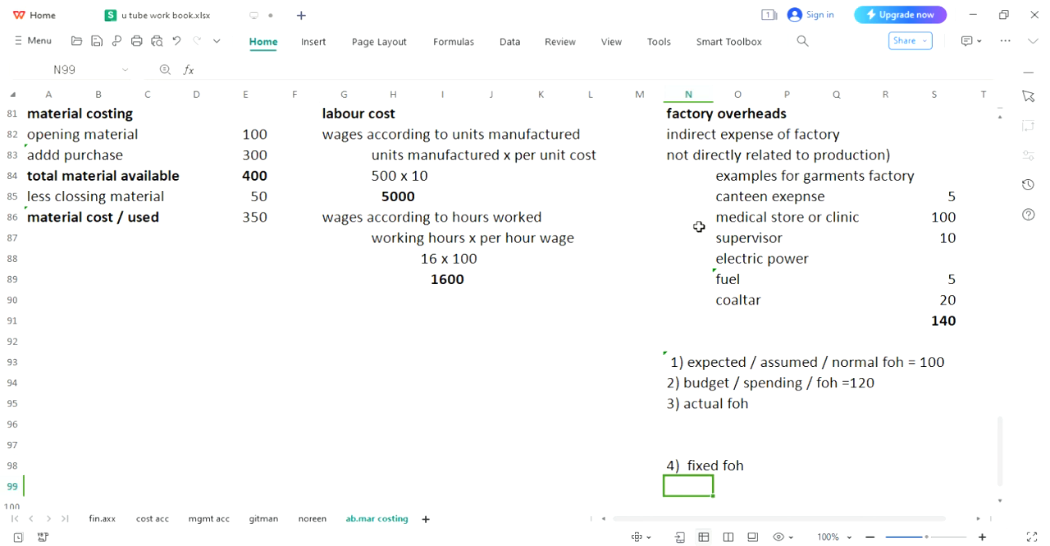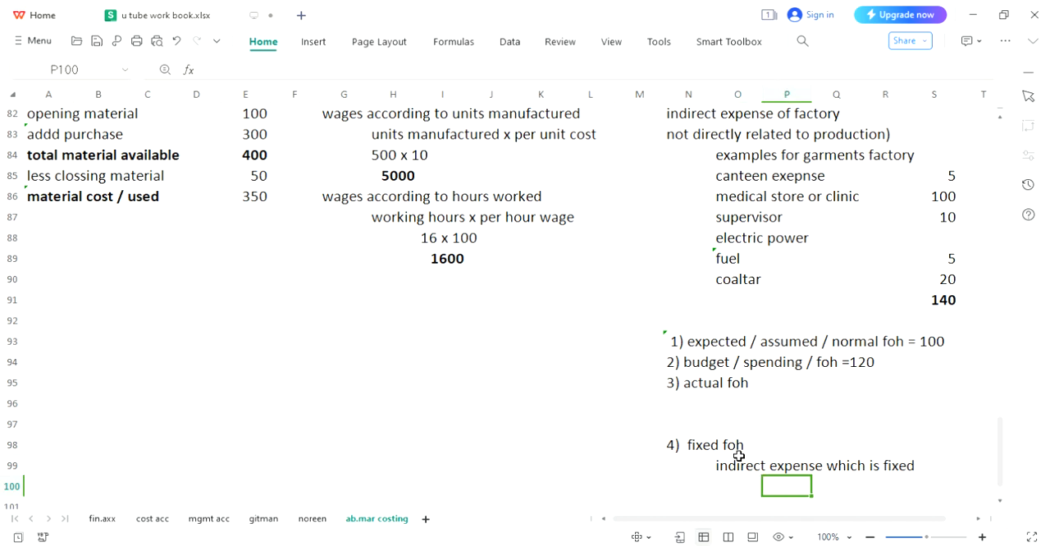It means a cost or an expense. These are examples of factory overhead. And if you are paying a fixed charge for fuel, a fixed charge for supervisor, for canteen, for medical store, it would be called fixed FOH. Indirect expense which is fixed. How would you explain it? Fixed FOH, the cost which will never be changed.